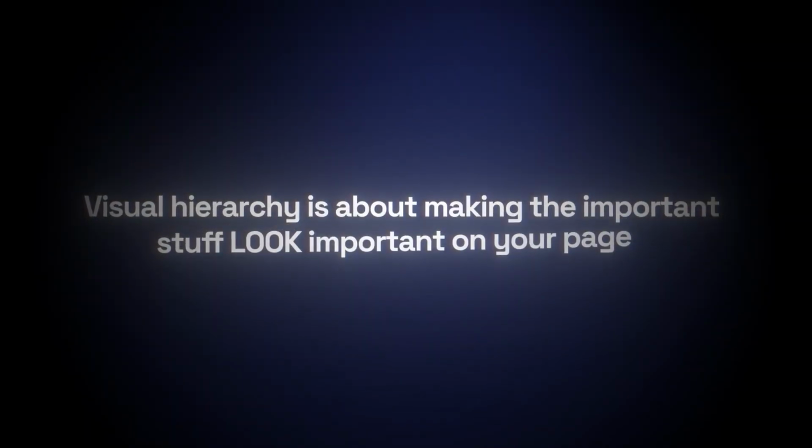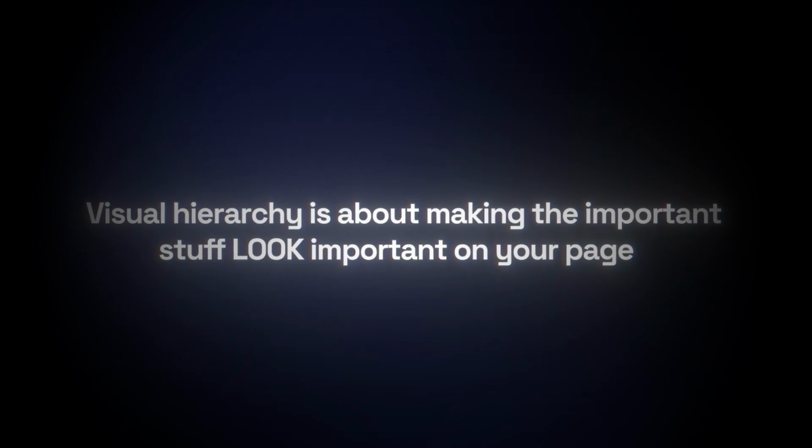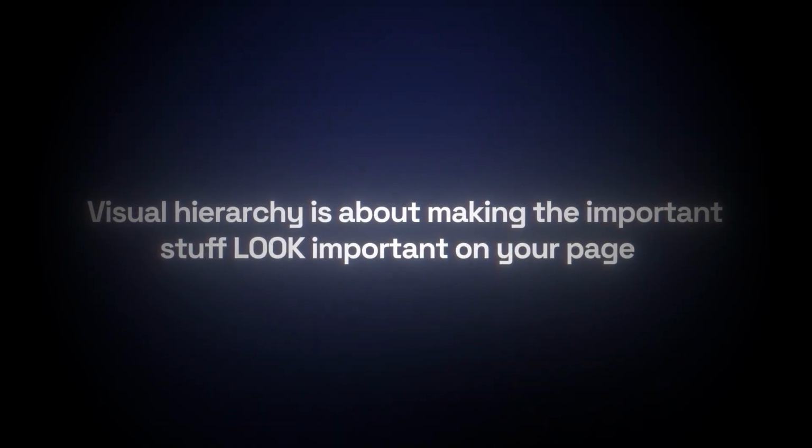Basically, the art of guiding your visitors' attention through design. It's psychology meets design. Humans naturally look at certain things first on a page, and we can take advantage of that. In simple terms, visual hierarchy is about making the important stuff look important on your page. You want to control what people see first, second, third, and so on, in a way that leads them toward your CTA. Let's dig right into it.